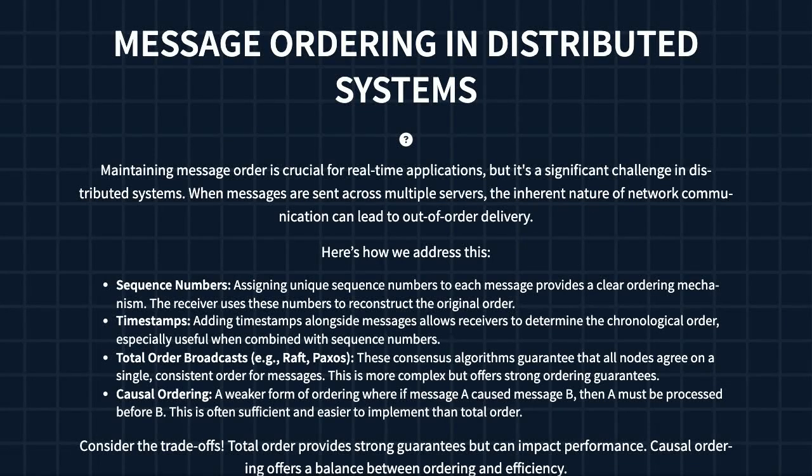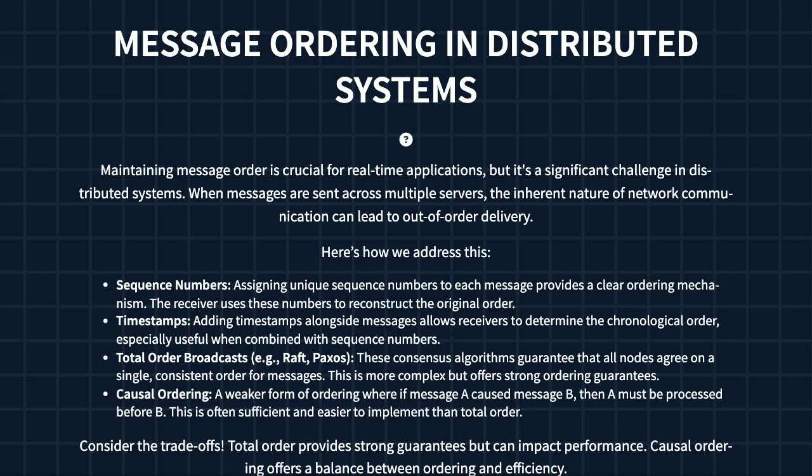Okay, let's talk about message ordering. It's super important when you're building real-time apps that need to feel responsive. The problem is, when messages travel across multiple servers, they don't always arrive in the order they were sent. It's like sending a series of postcards and hoping they arrive in the right sequence. So, how do we tackle this?